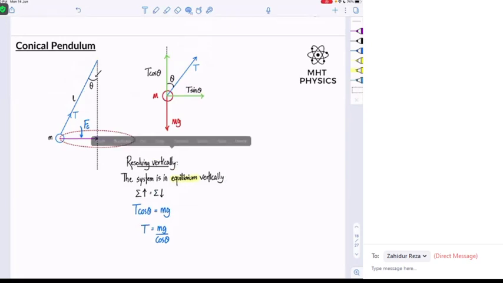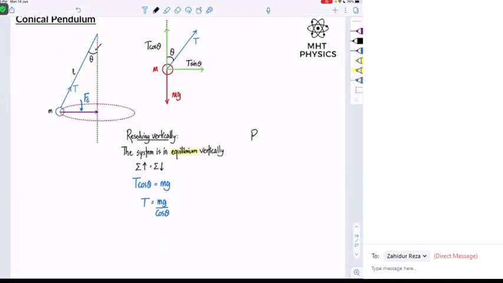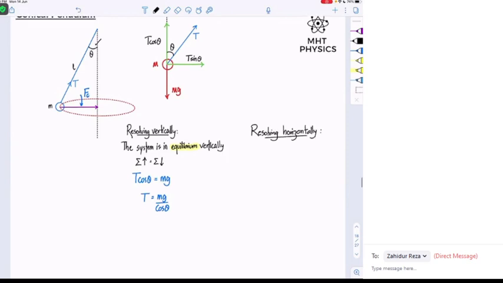So now let's resolve horizontally. So resolving horizontally. So what do we get when we resolve this horizontally? Horizontally, interestingly, there is no equilibrium. There is actually a what force horizontally? A net force. Because there's a force this way, there's no force that way, right? So the system is not in equilibrium, which is perfect for us because circular motion can never take place if the system is in equilibrium. Because there has to be a net force acting towards the center. I think the important point is the F centripetal is a net force.